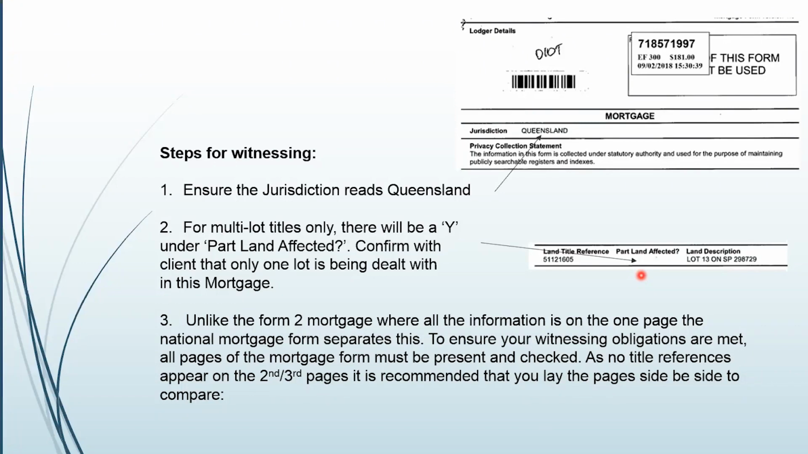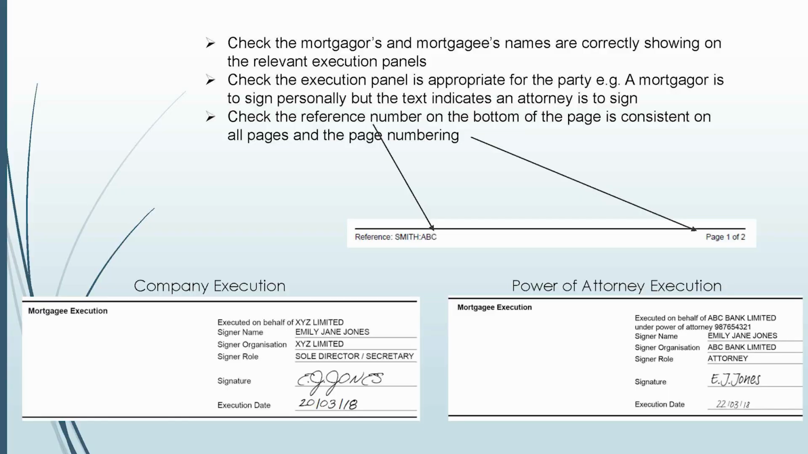Unlike the old Form 2 mortgage, where all the information was on 1 page in most instances, the national mortgage form is now on 2 pages. So to ensure your witnessing obligations are met, we recommend putting the first and second page side by side and comparing them. These are the things we recommend comparing.